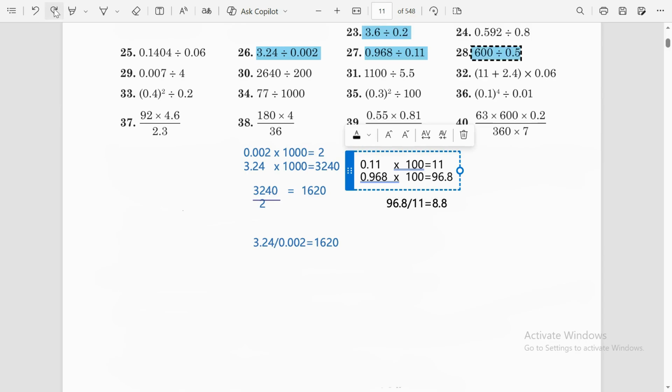Next question, 600 divided by 0.5. We have to multiply it by 10 to remove the decimal. 6000 divided by 5 is equal to 1200.